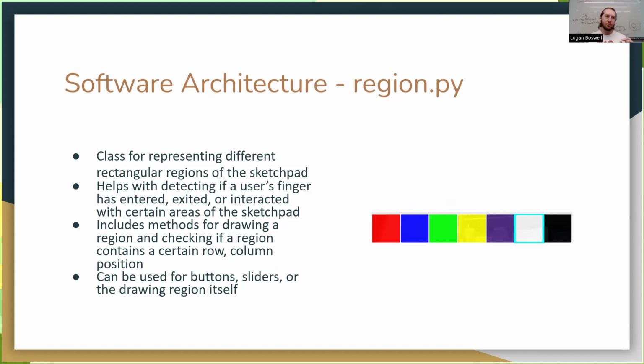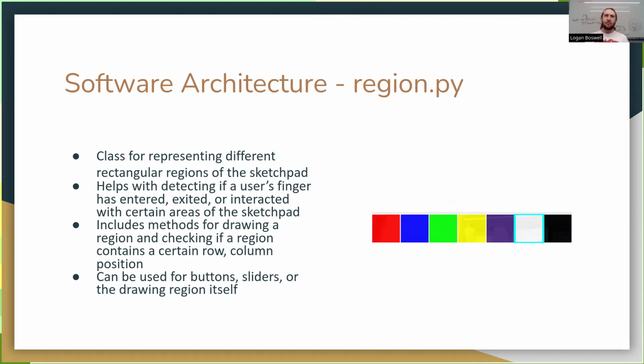So the region has core methods that include actually drawing the region. In these cases, if you have a color that you want as the background, it could be transparent. You can see, I think it's slightly transparent. You can see the background a little bit right here. It could be opaque, but it has a method for drawing the specific rectangular region, and it also has a method for checking if a certain row column position is within that region.